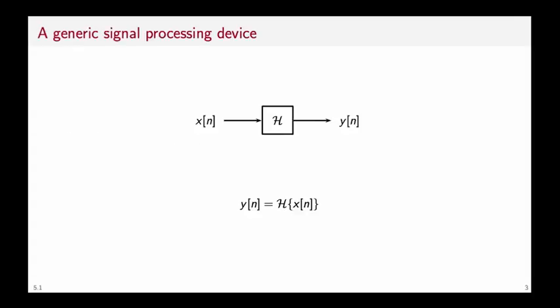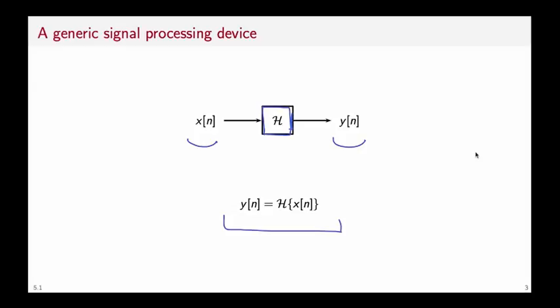In general, when we talk about signal processing, we imagine a situation where we have an input signal, x of n, an output signal, y of n, produced by some sort of black box here that manipulates the input into the output. We can write the relationship mathematically like so, where y of n is equal to some operator H that is applied to the input x of n.